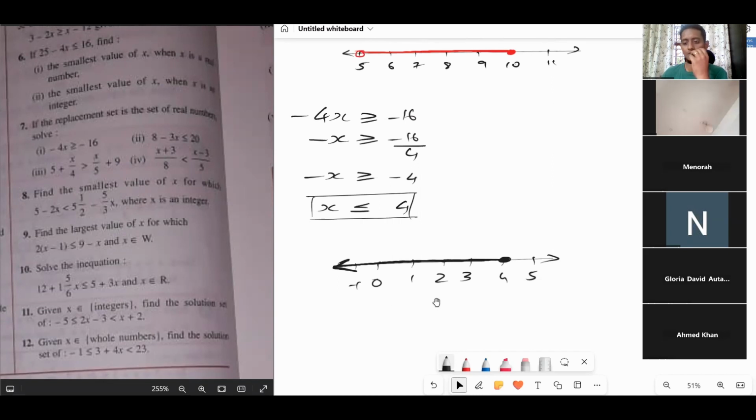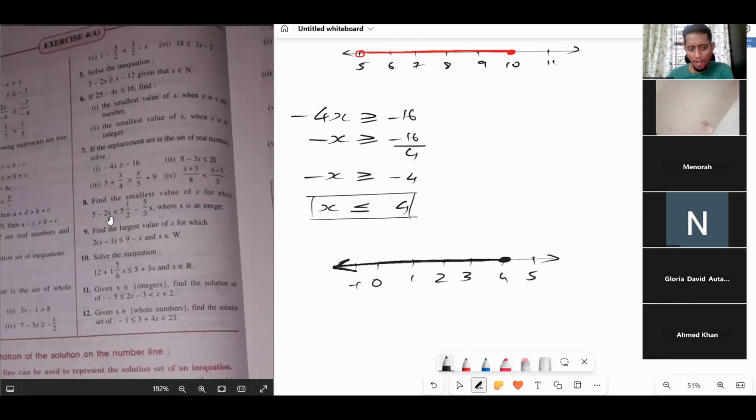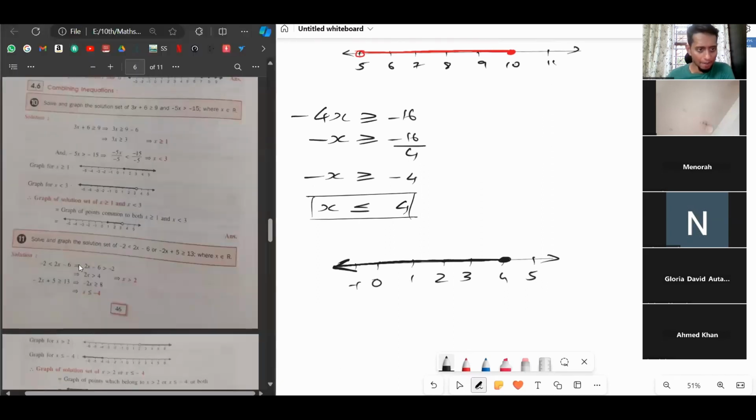Is everyone clear with this? And do we have to write x such that x belongs to R? I don't think you have to write that. Did you learn that? Was that taught to you? Yeah. Let me just see.